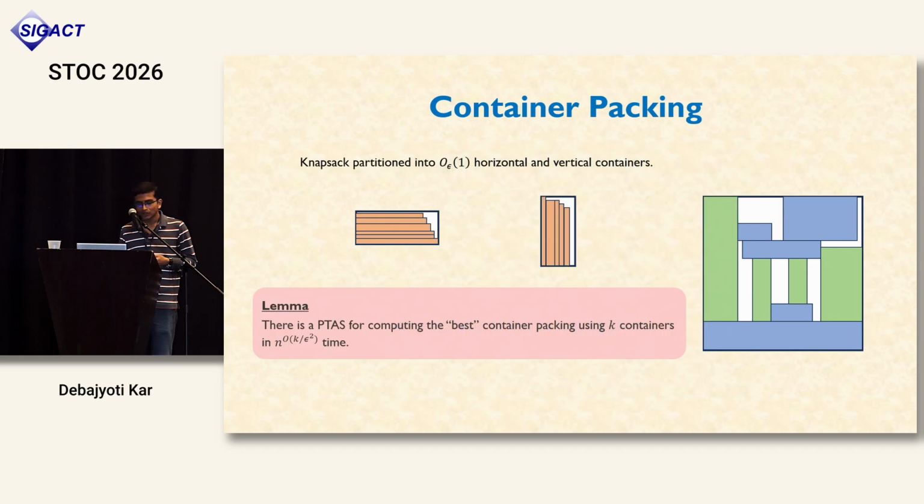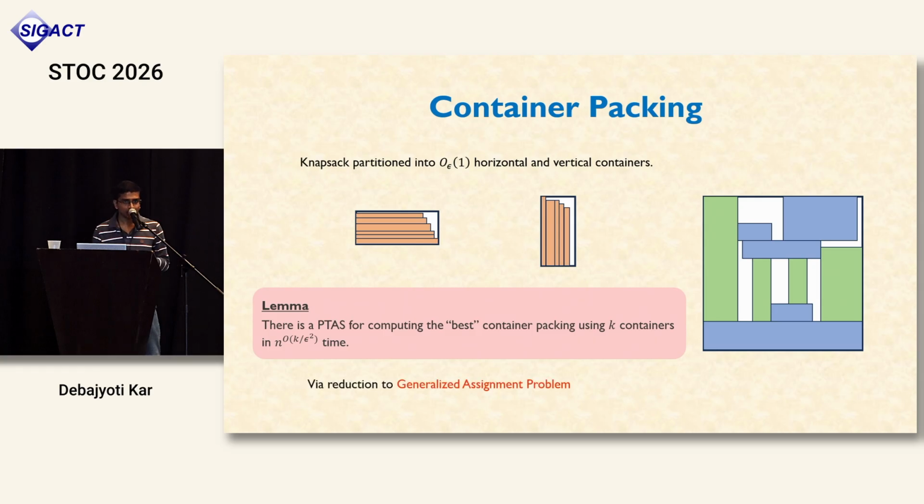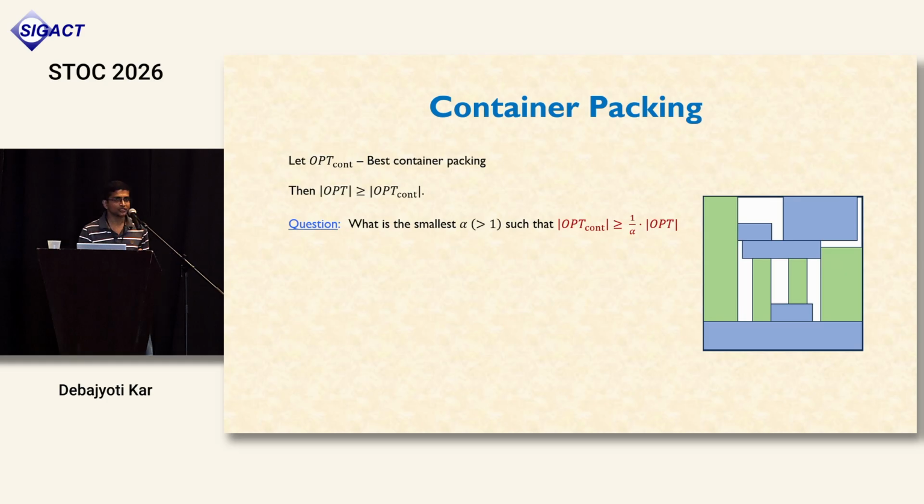And indeed, it turns out that yes, there is a PTAS to compute the best container packing that uses only a constant number of containers. And by best, I mean the container packing that packs the maximum number of rectangles. And this can be done via a reduction to the generalized assignment problem, but let's not go into that. So once we have this, now our task reduces to a completely structural question. That is, how many rectangles are present in the best container packing?